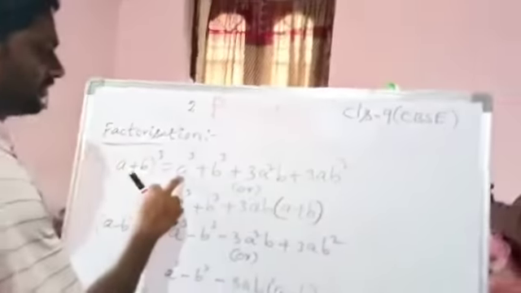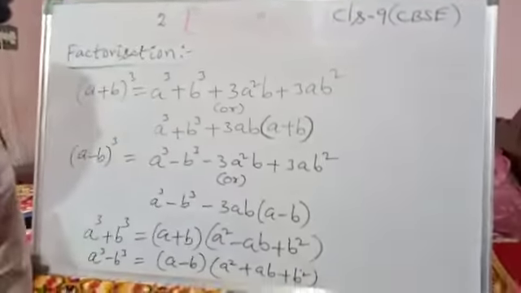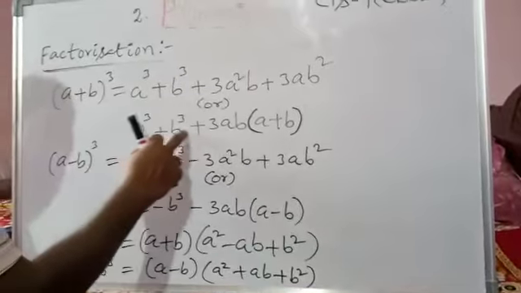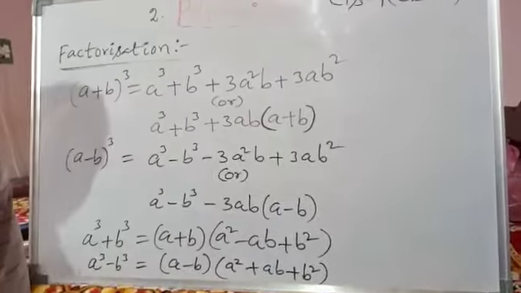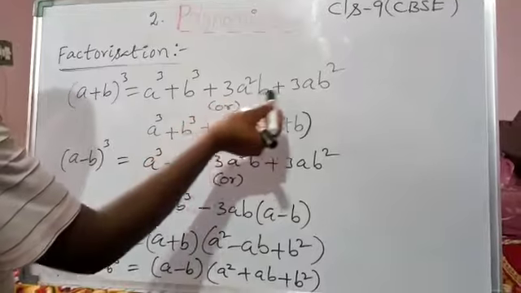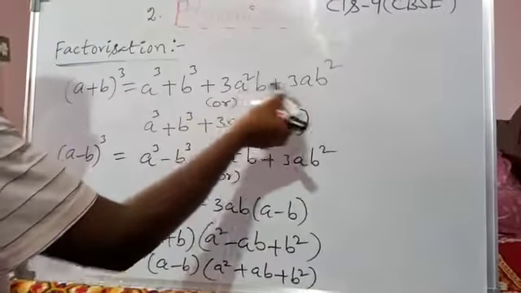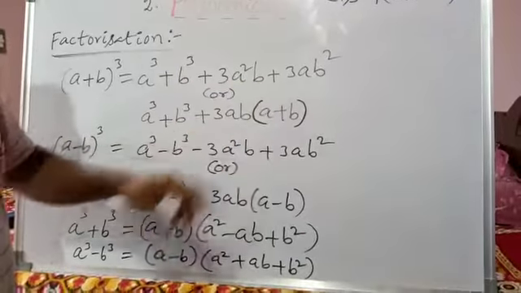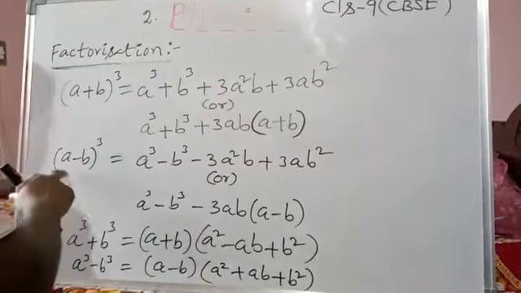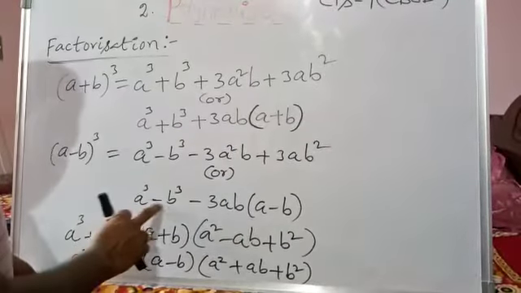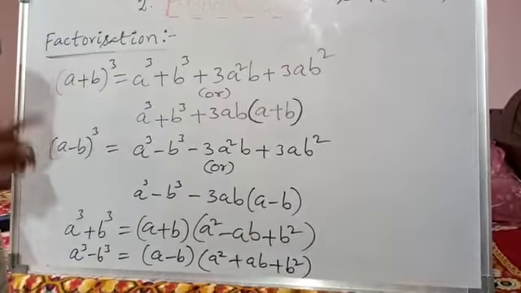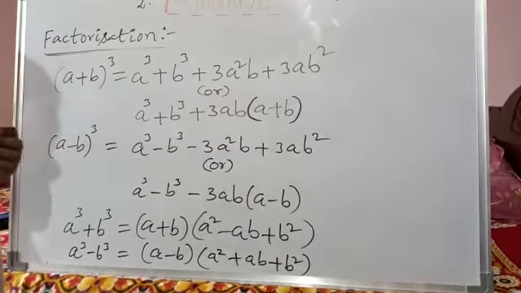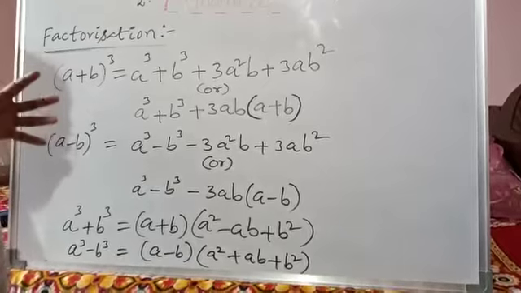(a plus b) whole cube is a cube plus b cube plus 3a square b plus 3ab square. You can write this formula in another way, that is a cube plus b cube plus 3ab into (a plus b), students. See here, 3ab is common to these two terms, so you can take it common and write 3ab into (a plus b). Like this, (a minus b) whole cube is a cube minus b cube minus 3ab into (a minus b). These two formulas are very important, as there are so many factorization questions based on these two identities.